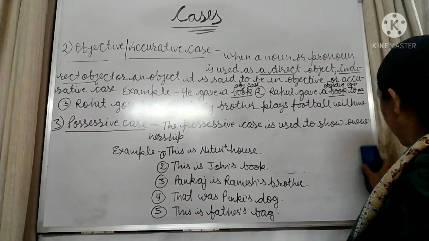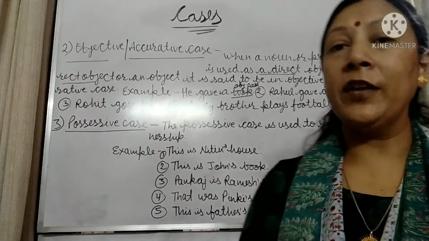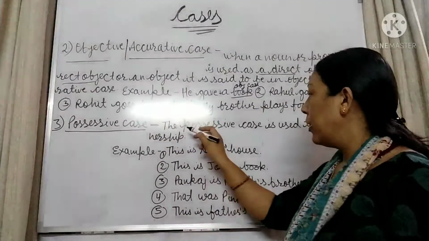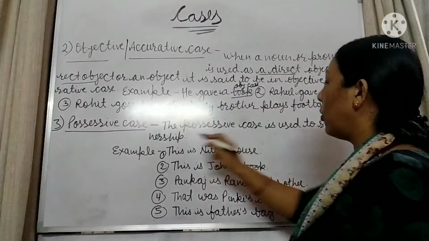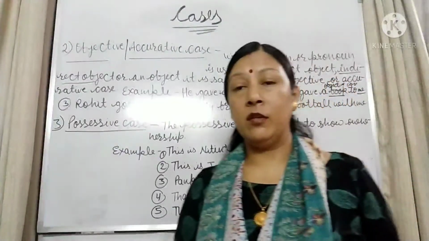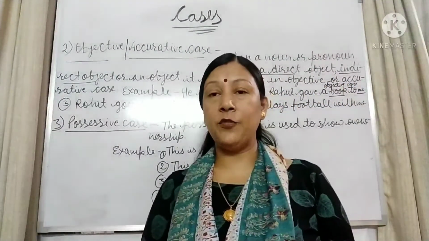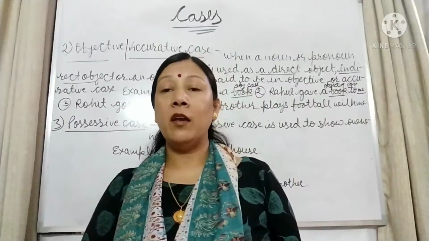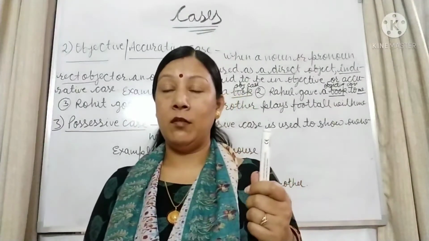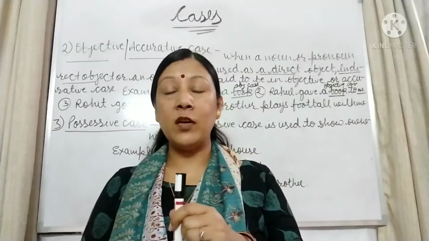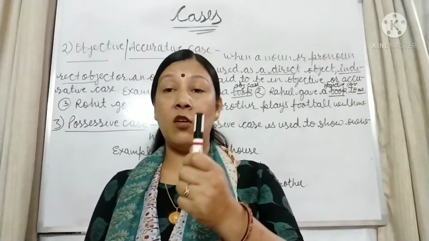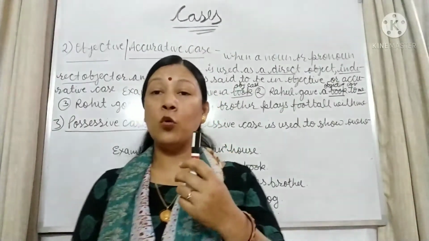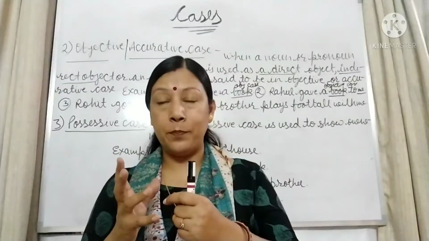Earlier we have discussed subjective and objective cases. Third one is possessive case. You can see here the possessive case is used to show ownership, possession. Ownership means, like if I say this pen is mine, this is my pen, this is my sister's pen. So my, sister's, what do these words tell about the owner? That I own this pen, I own this marker. It means I'm the owner of it. This shows ownership, possession.